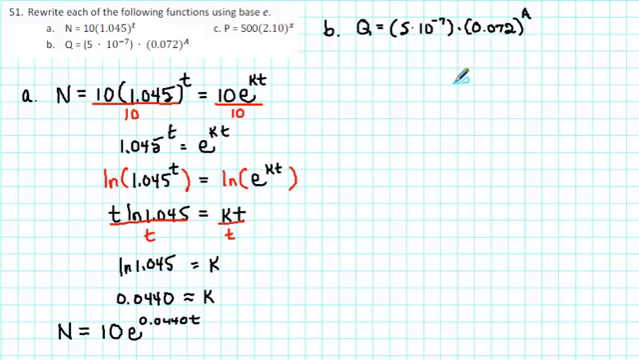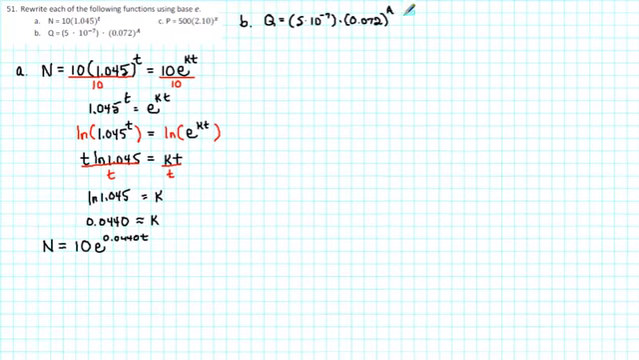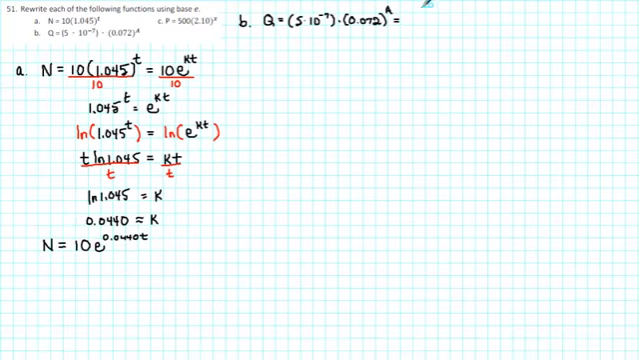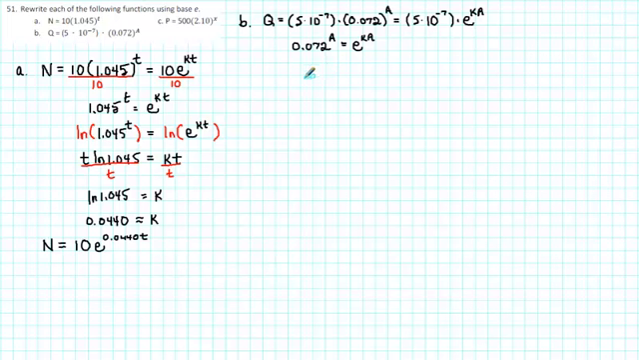For part b, we have the function q is equal to 5 times 10 to the negative 7 times 0.072 raised to the a. Again, we want to rewrite this function using base e. So the function will have to have the form 5 times 10 to the negative 7 times e to the ka. So we'll need to solve this equation for k just like we did in part a. Our first step will be to divide both sides by 5 times 10 to the negative 7. The result is 0.072 raised to the a is equal to e to the ka.